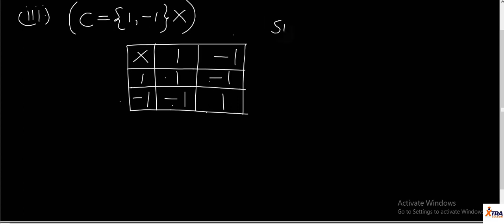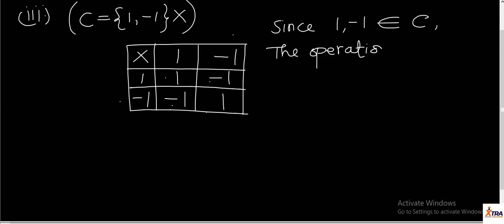So since all the elements here, which are 1 and minus 1, are all elements of set C, hence this operation is closed under set C. So this is what happens when we actually use our knowledge to apply the closure properties of our binary operation properties on operational tables.